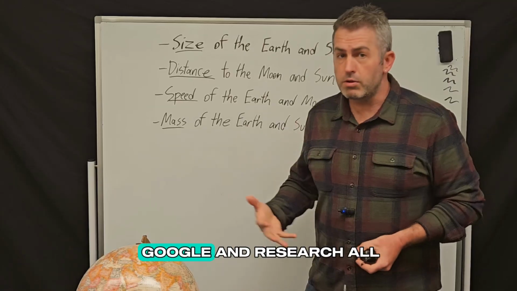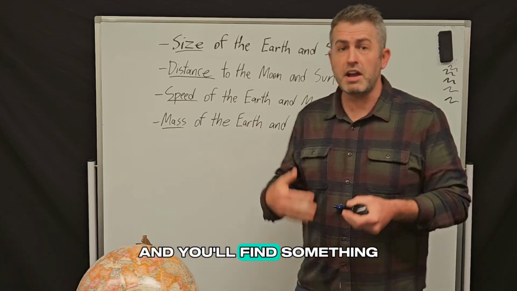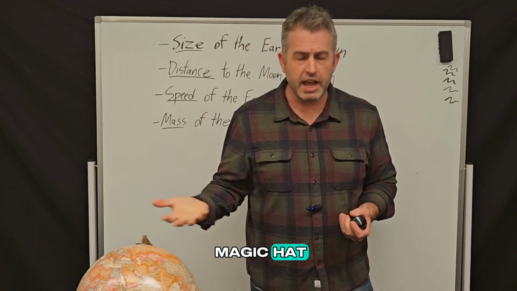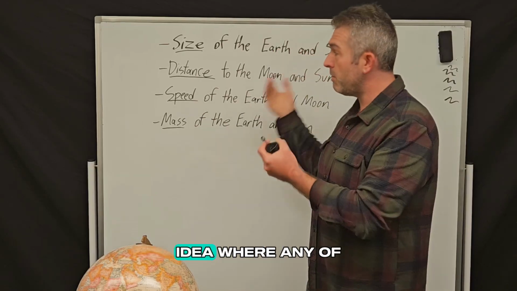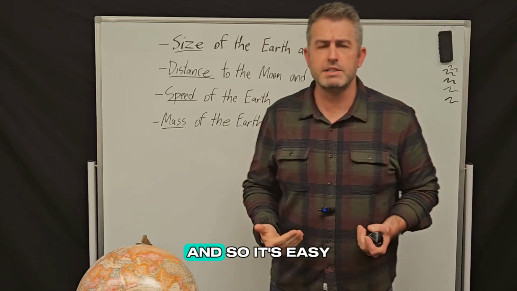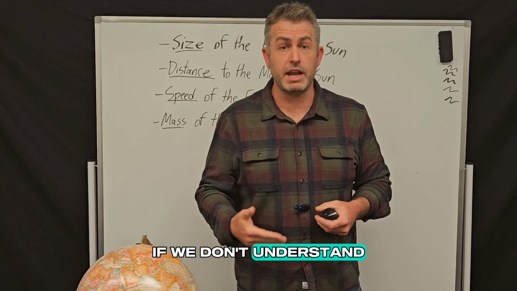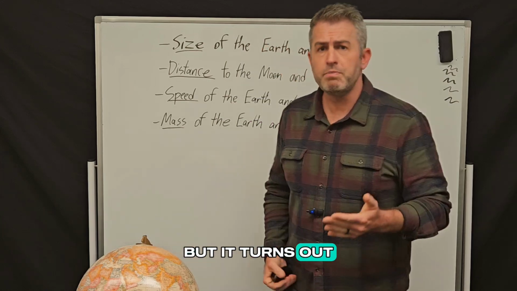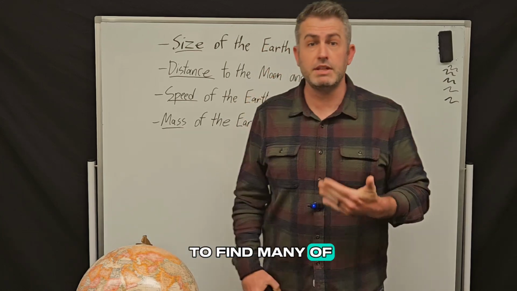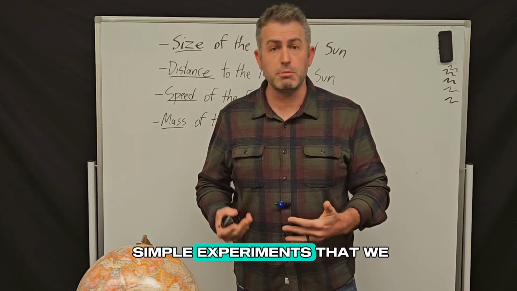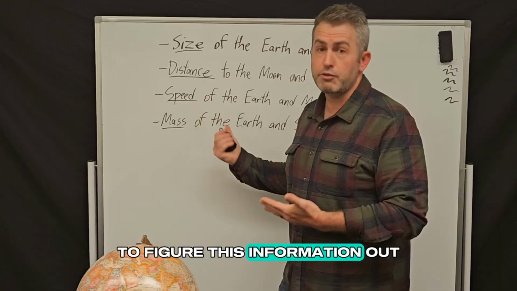So you can go on Google and research all of these numbers and you'll find something, but it almost seems like we're just pulling numbers out of a magic hat. The average person has no idea where any of these numbers came from. And so it's easy to mistrust that information if we don't understand how people found it. But it turns out that people were able to find many of these values even thousands of years ago. So there's some very simple experiments that we can do to figure this information out.